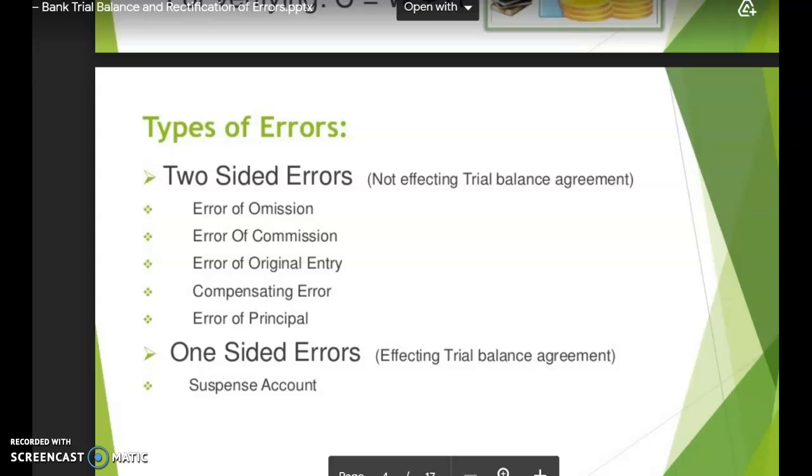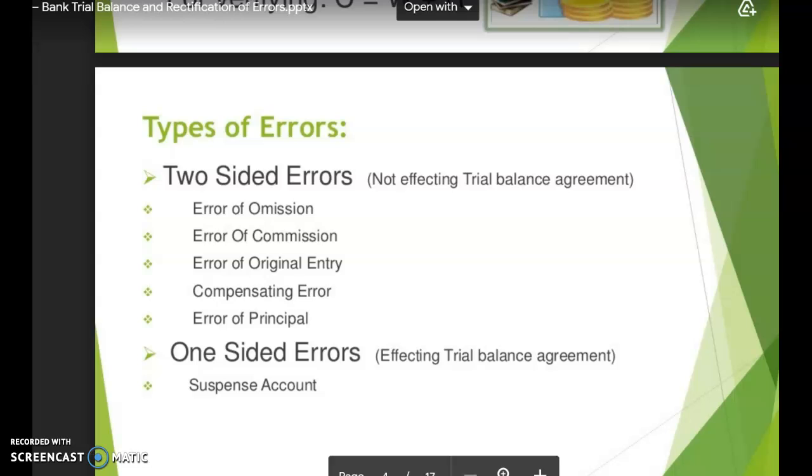Two-sided errors not affecting trial balance agreement. Here you understand two-sided error means all the errors which affect at least two accounts. Two-sided errors are those errors by which there is error in two accounts, or those errors which affect at least two accounts; they are called two-sided errors. First in this is the error of omission. Error of omission means error of forgetting. Error of omission means that we forget to record any transaction in the books of account.